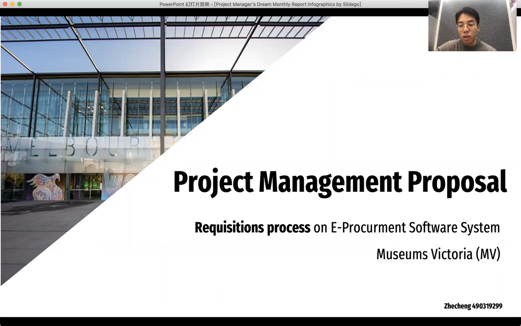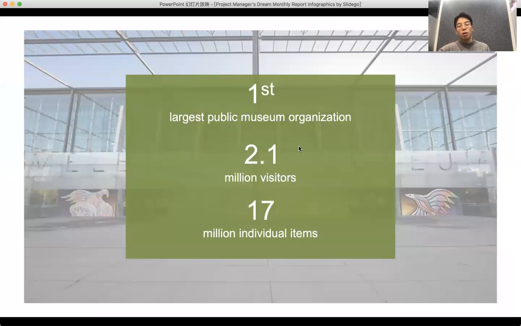Before we go into the project management proposal part, I would like to briefly introduce Museum Victoria. Museum Victoria is the largest public museum organization in Australia. It has 2.1 million visitors annually with 17 million individual items. These numbers are a clear clue that within this organization, there are a lot of suppliers buying and selling, and a lot of procurement or invoice transformation.